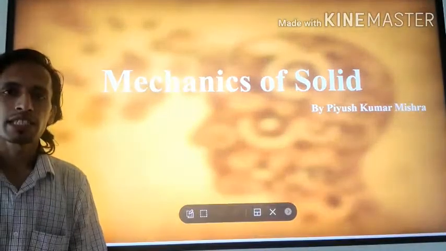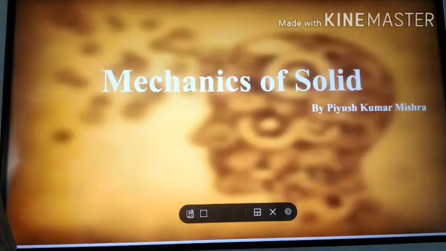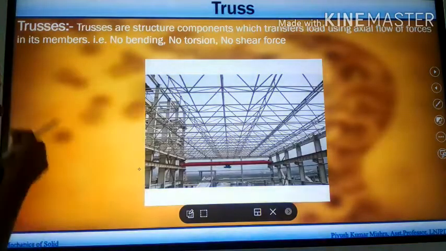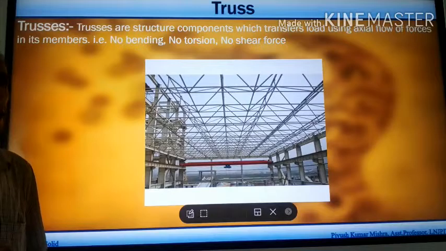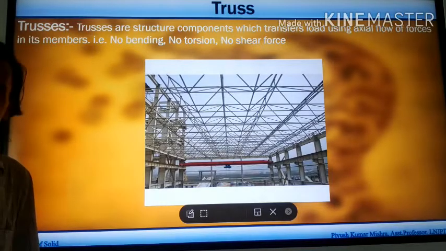Welcome to the first lecture of Mechanics of Solids. In today's lecture, we will start with trusses.